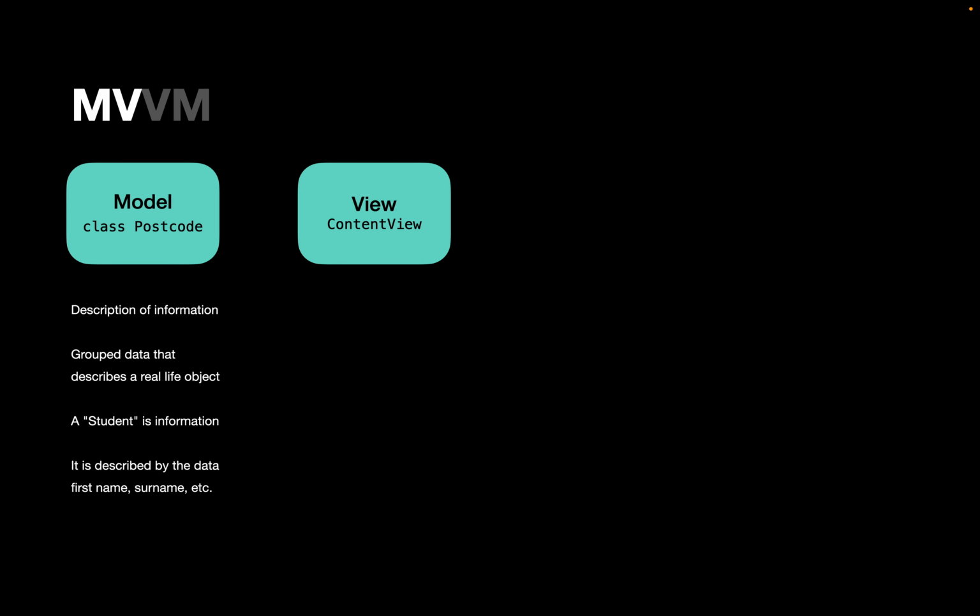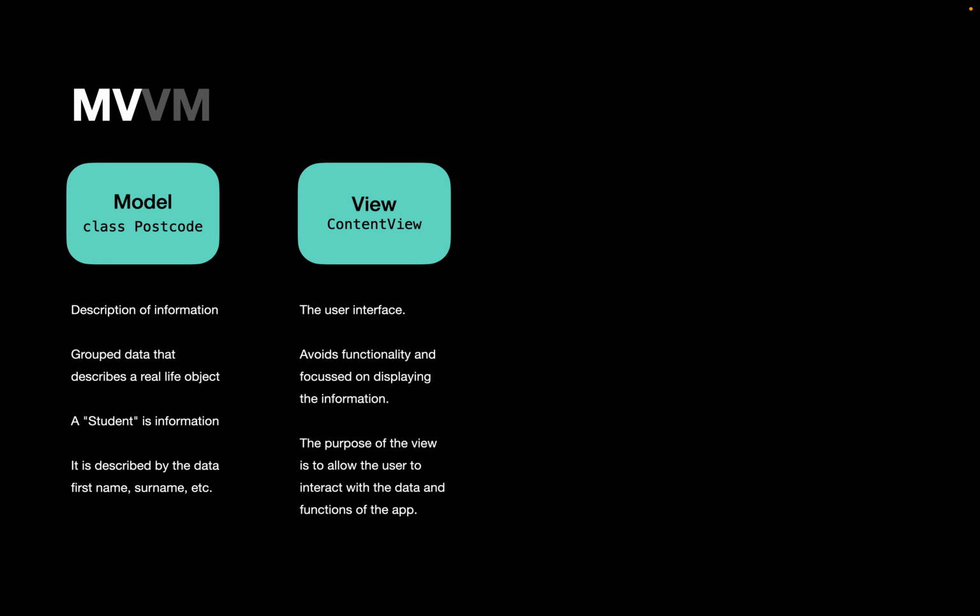Next is the view. Now, an example of view you might already be familiar with is the content view. The view is the user interface. It is what we look at on the screen and interact with. It allows us to access the functionality of the application, whether it be the data or the functionality of the device itself. The view, though, does avoid the heavy lifting of downloading data from the internet, storing it in a database. Essentially, any function that doesn't change the way the screen looks, it shouldn't be inside the view.